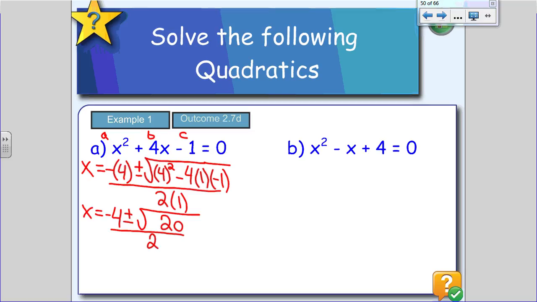Okay, so if you look at this thing, can we do the square root of 20? No, we can't, right? That's going to be an irrational number. But we can simplify it. So the square root of 20 should break down to become 2 root 5. So we're going to simplify this thing. We have x equals negative 4 plus or minus 2 root 5, all divided by 2.